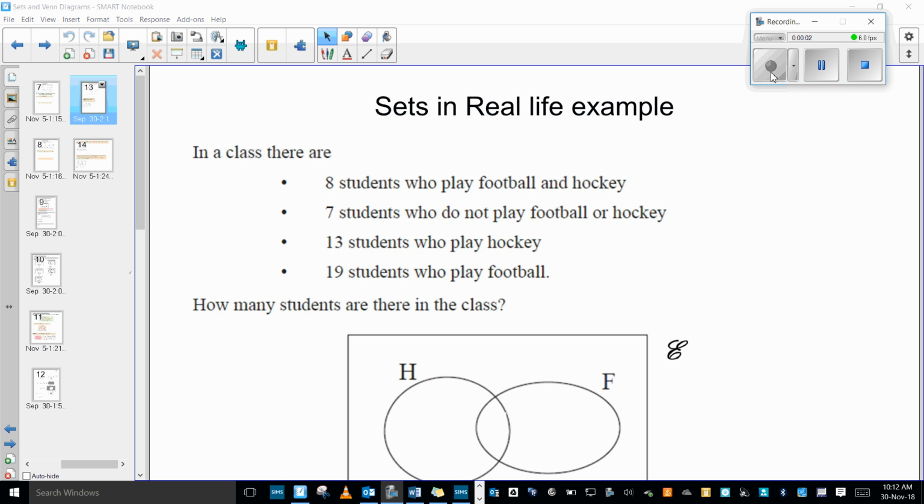So in a class, there are 8 students who play football and hockey, 7 students who do not play football or hockey, 13 students who play hockey, and 19 students who play football. Okay, this kind of question, you're using Venn diagrams to help establish how many people there are in total sometimes, how many people just do one activity, etc. So they're asking how many students are in the class.